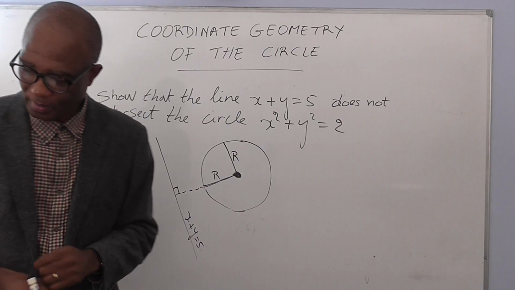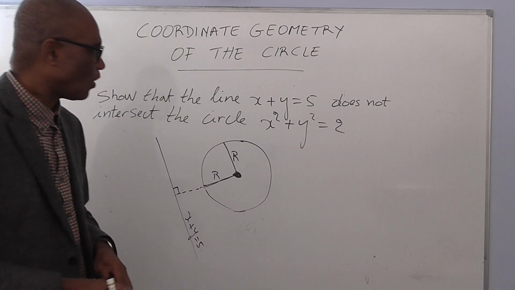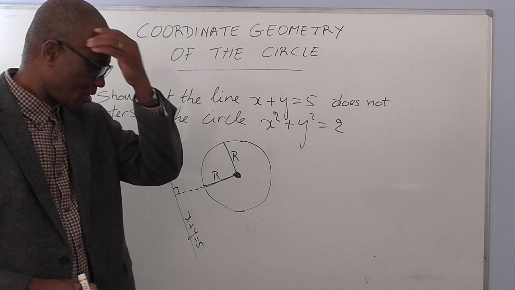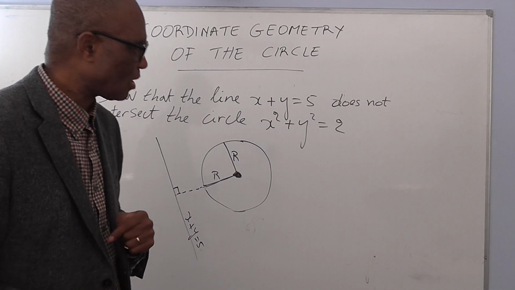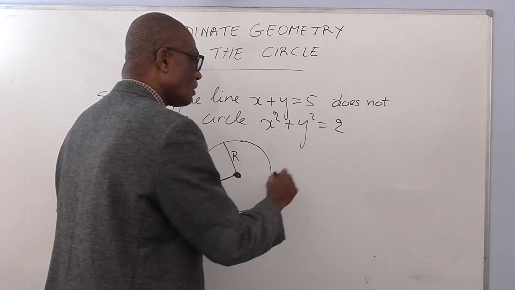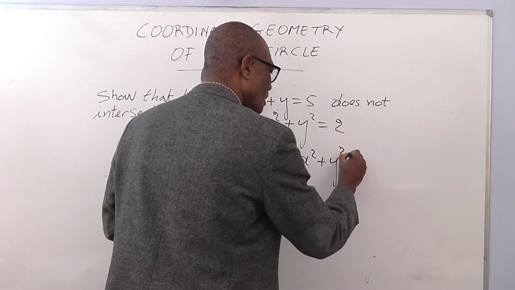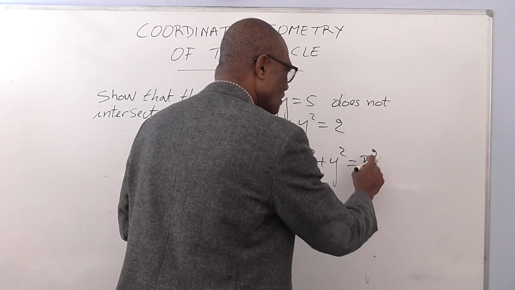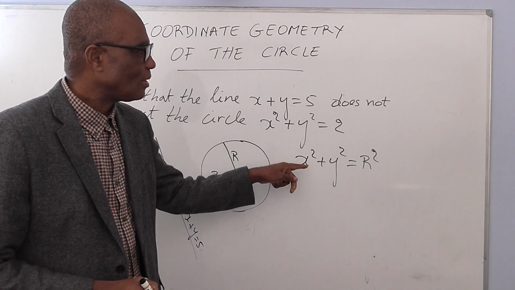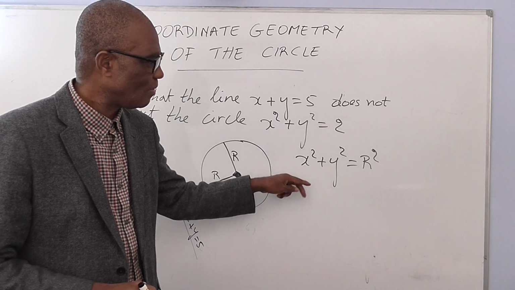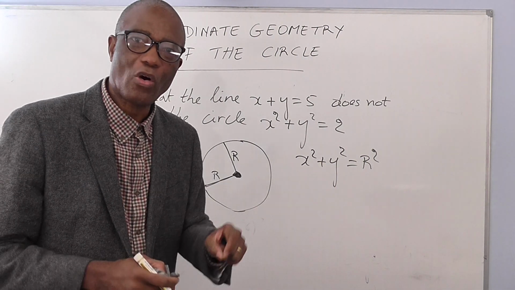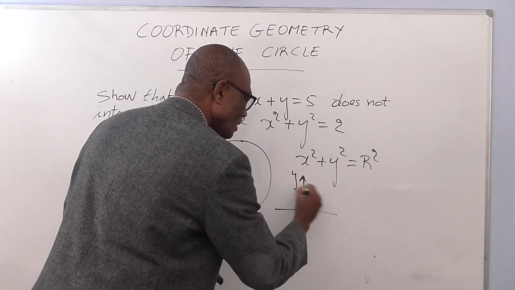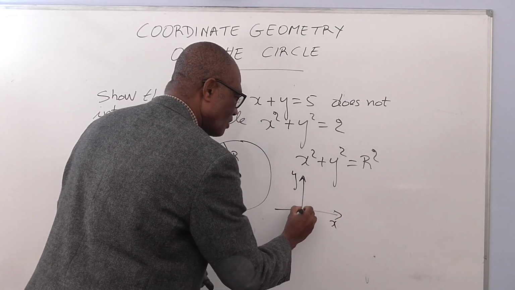So we are going to show. Now, first of all, we need to get the radius. What is the radius of our circle? Remember, we have the general equation of the circle that says x squared plus y squared equals r squared. And this is when the center of the circle is located at the origin of the axes, when we have the axes y and x.